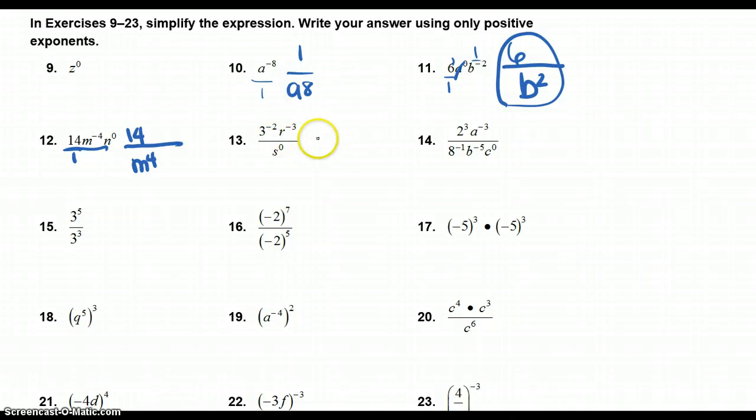Okay, number 13. Here's my fraction bar. S to the 0 power, that's just 1, so we can just make that into a 1. 3 to the negative second power, remember, is 1 over 3 squared. R to the negative third is really 1 over R to the third. So that goes downstairs. And then that equals, multiply it out, 1 over 3 squared is 9, R to the third power.